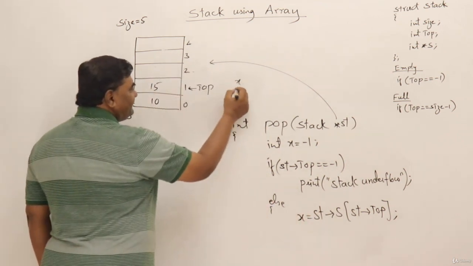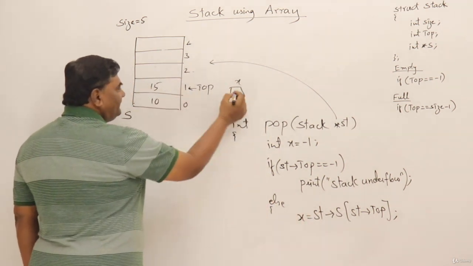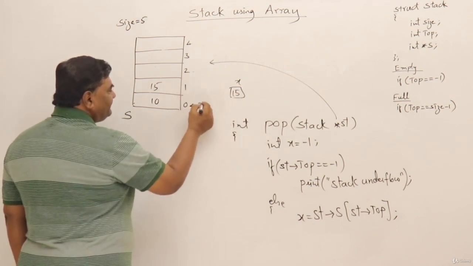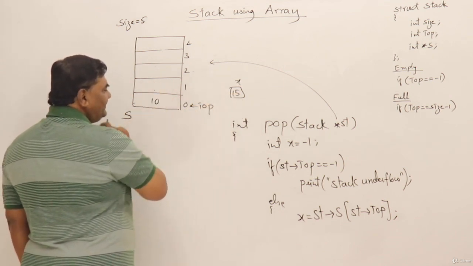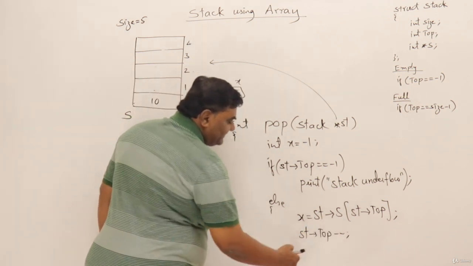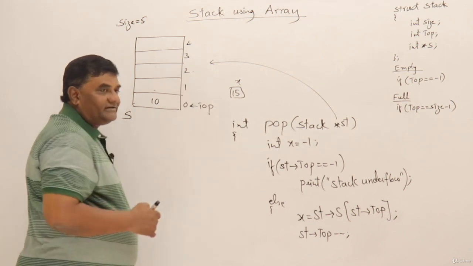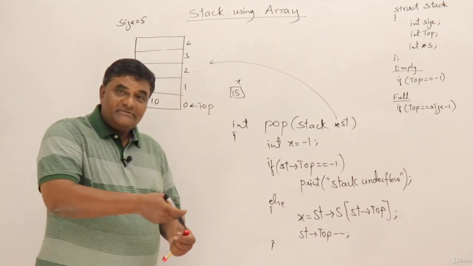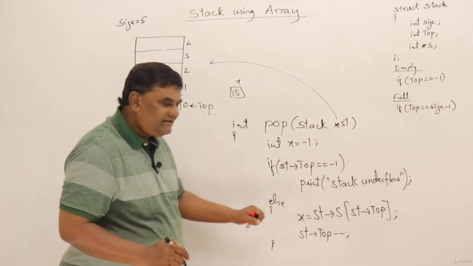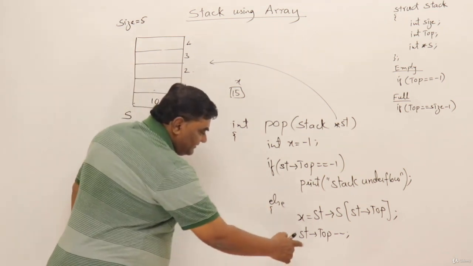So suppose this is x, the value 15 is copied here. Then decrement the top pointer, top minus minus. So we assume that this value is deleted. So I should decrement the top pointer. So st->top minus minus. Top pointer is decremented. Now finally, the value that is taken out from the stack, I should return it. So return this value that is present inside x. Here I write return x.